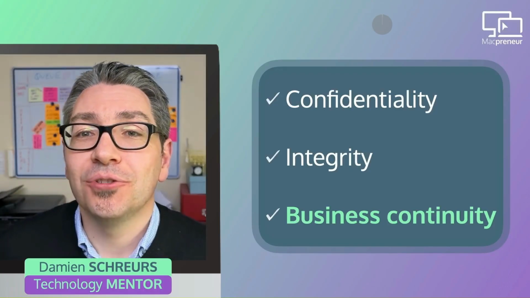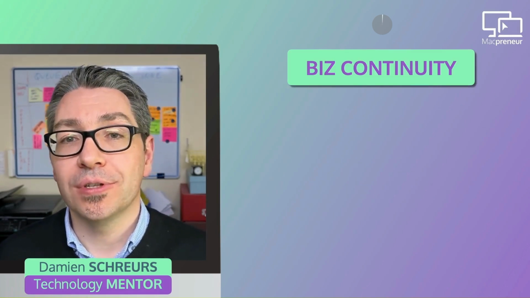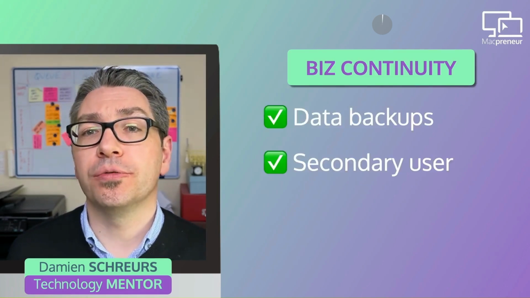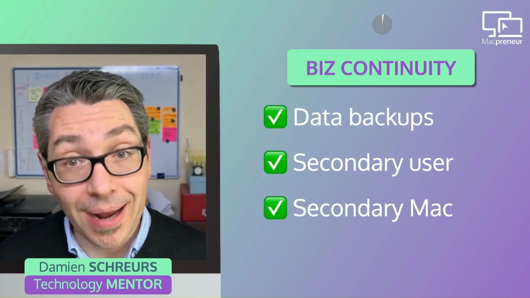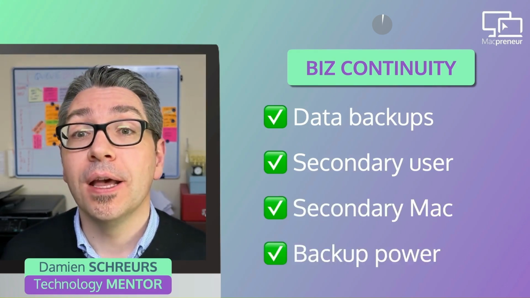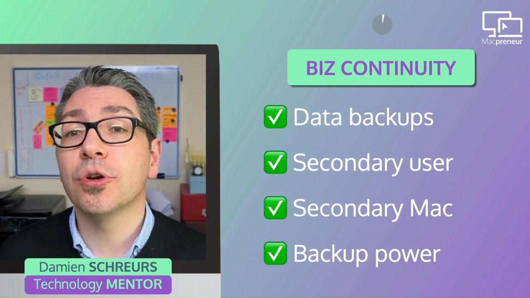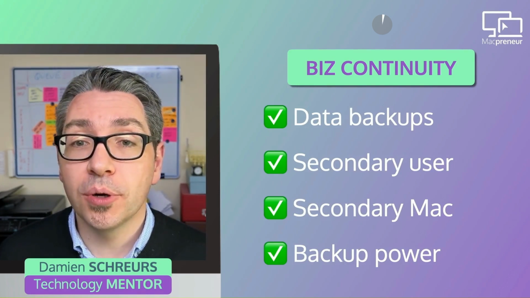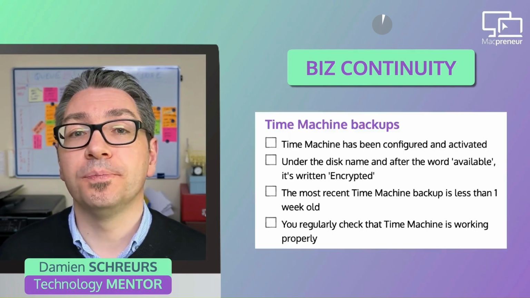The last section of the checklist is business continuity, and here it covers data backups, the creation of a secondary user account, the importance of having a secondary Mac ready, and finally, backup power, whether through a spare power adapter for MacBook owners or the use of an uninterruptible power supply for Mac desktop and your internet router.